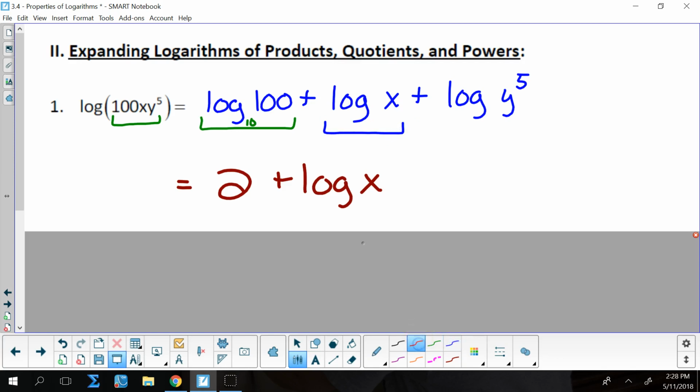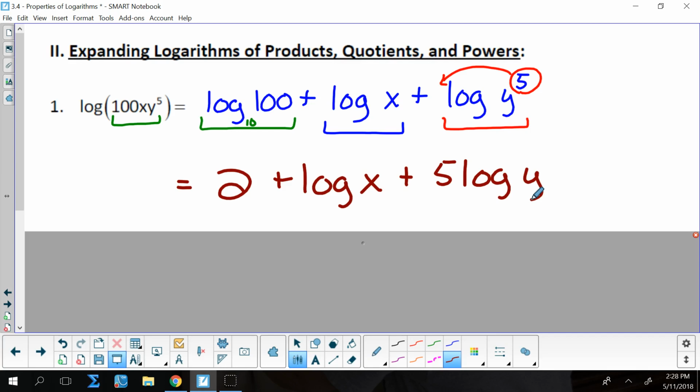On this last one, what I can do is take this exponent of 5 and bring it out in front. So my final expanded log looks like that. Okay? So that is how we expand logs.